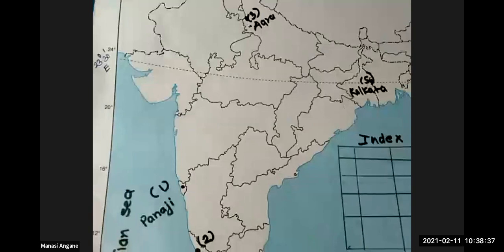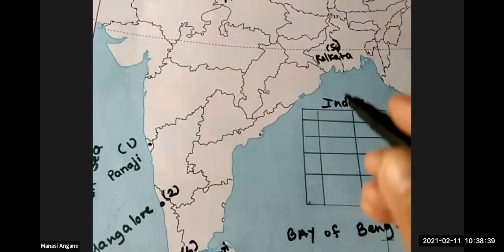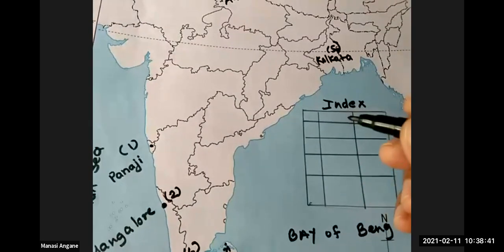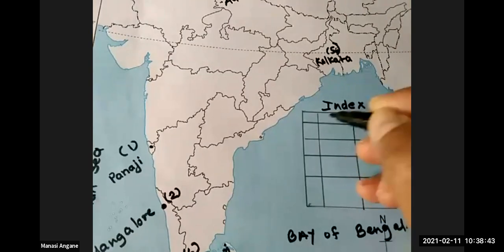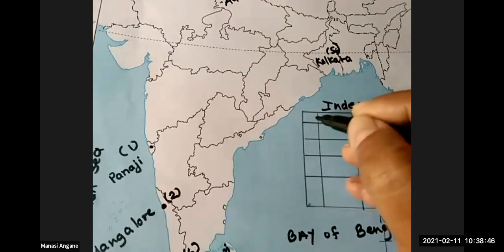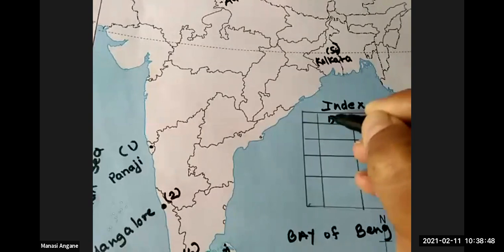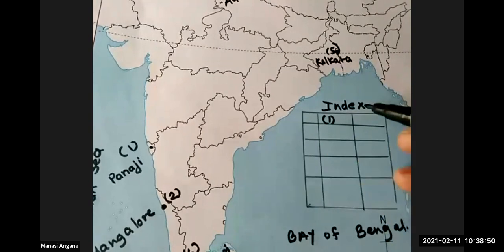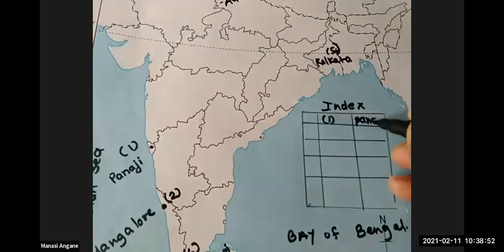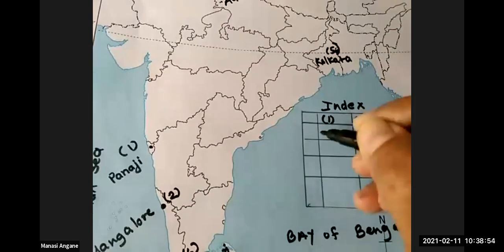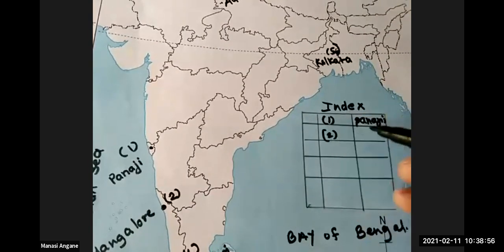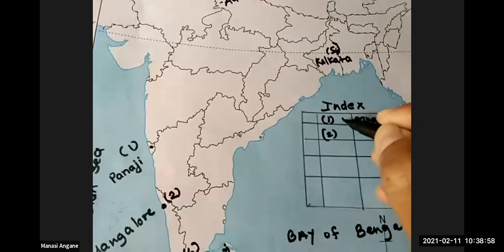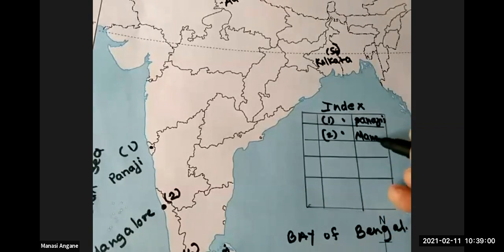Now let us fill this index part. So how are you going to fill it now? You have not been given any pattern for it. So you will put it directly. Now this column is not needed. You will put directly: the first number you have given is for Panaji. Then the second number you have given is for Mangalore.